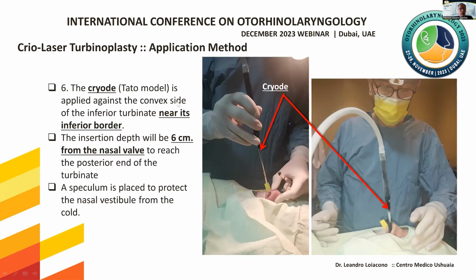The cryode is applied against the convex side of the inferior turbinate near its inferior border. The insertion depth will be 6 centimeters from the nasal valve to reach the posterior end of the turbinate, the tail of the turbinate. The cryode is freezing, and the speculum is on the nasal vestibule.